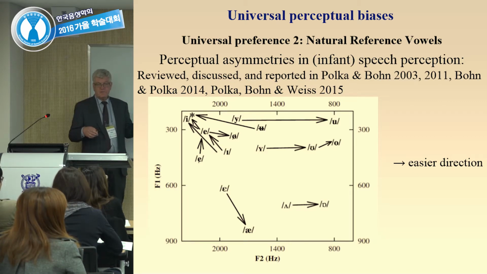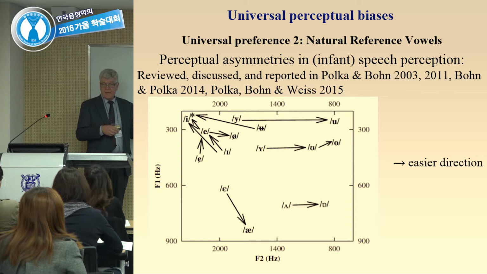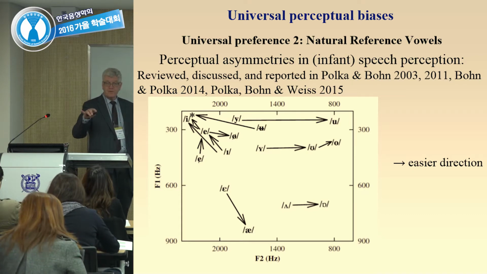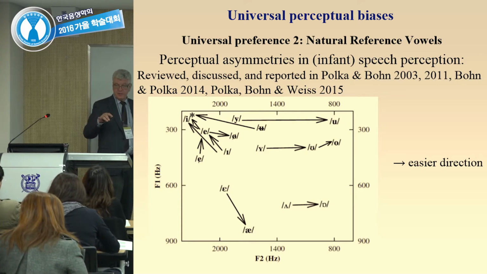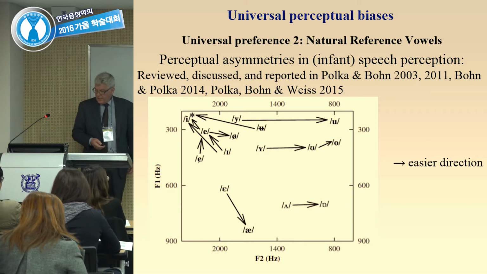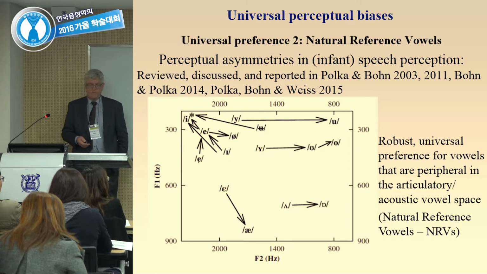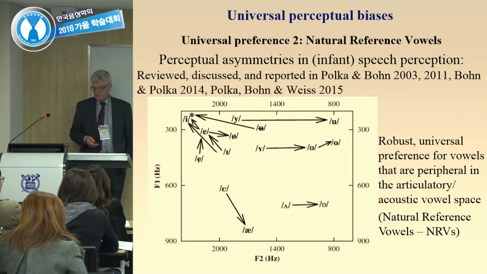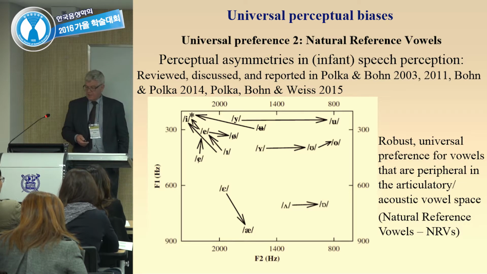By the way, I don't have time for this. We also observe asymmetries in animal speech perception, in blackbirds, in cats, but they look very different. They are not according to the periphery of the vowel space. They are a function of formant change. They are not adjusted to the human vowel space. So what we have here is a robust and universal preference. It's independent of the native language or the language that the children are learning for vowels that are peripheral in the vowel space, no matter whether you call it the articulatory or the acoustic vowel space. And we call the vowels that act as anchors natural reference vowels.